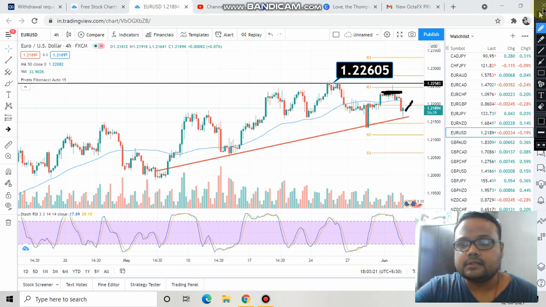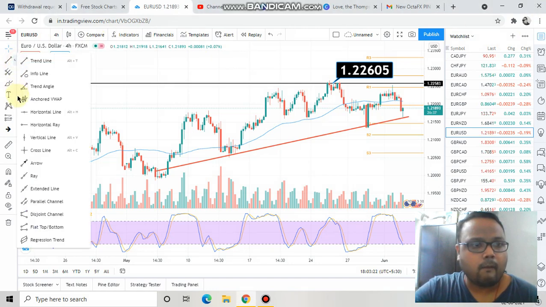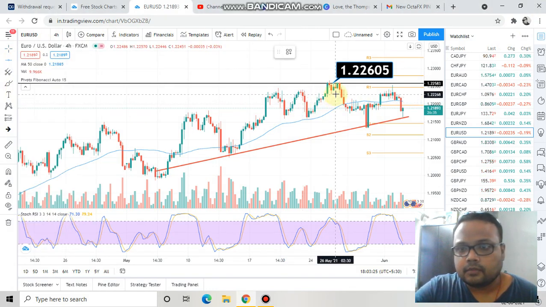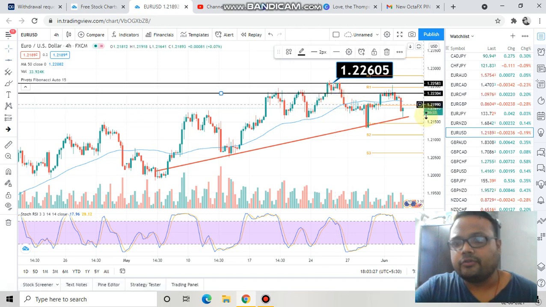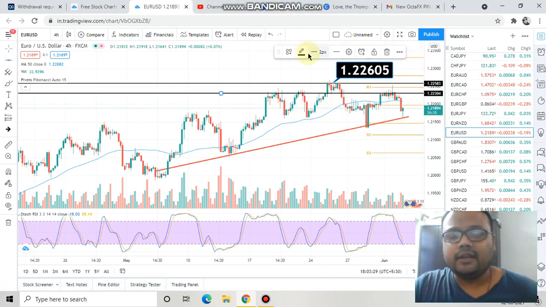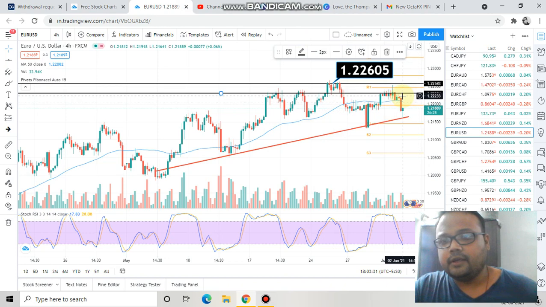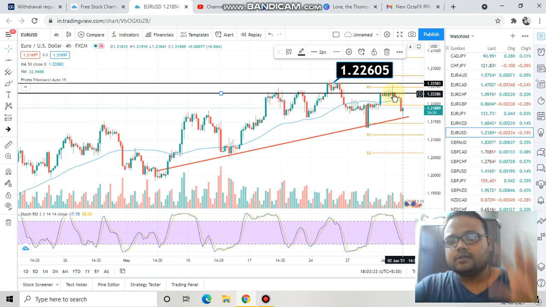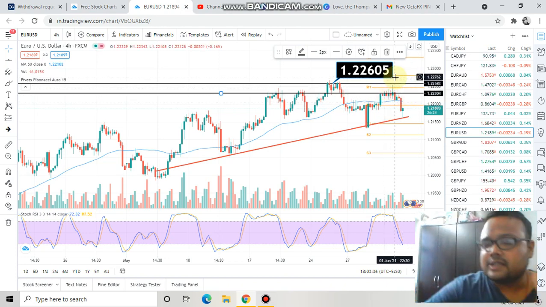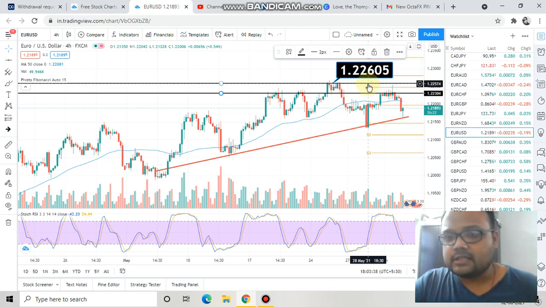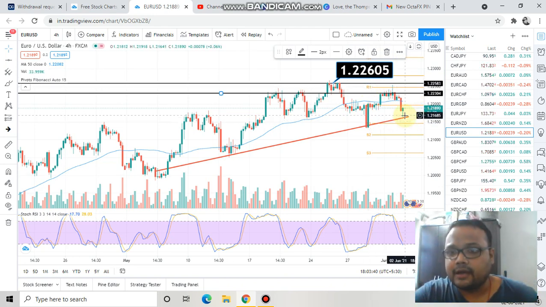And this level is, wait, let me show you. Your target will be 2230 level. Around 20 30 pips. This will be your first target. So if you are a safe trader, wait for the market to cross this resistance. If you want to take risk, you can go for a buy order here.